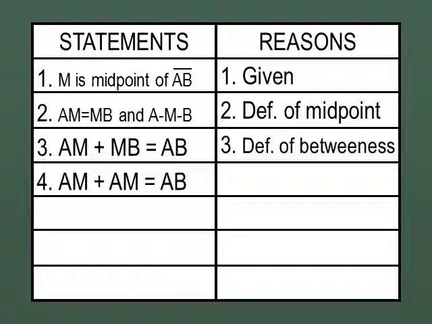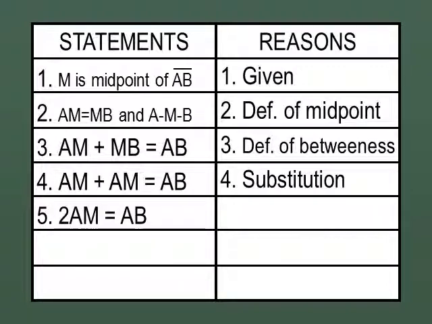Okay, and I'm saying here that AM plus AM equals AB. Now, how can I say that? If AM plus MB equals AB, how can I say that AM plus AM equals AB? Substitution. The reason I can substitute is because they're equal. I said that above, that AM equals MB in step 2. So if they're equal, then I can substitute in.